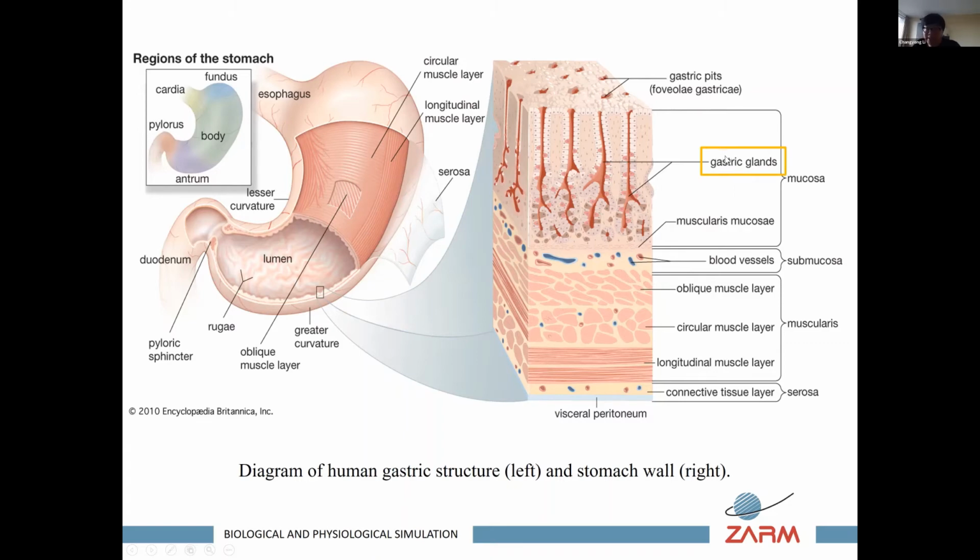Gastric glands are responsible for the secretion of gastric juice. They are located in the upper part of the stomach wall.